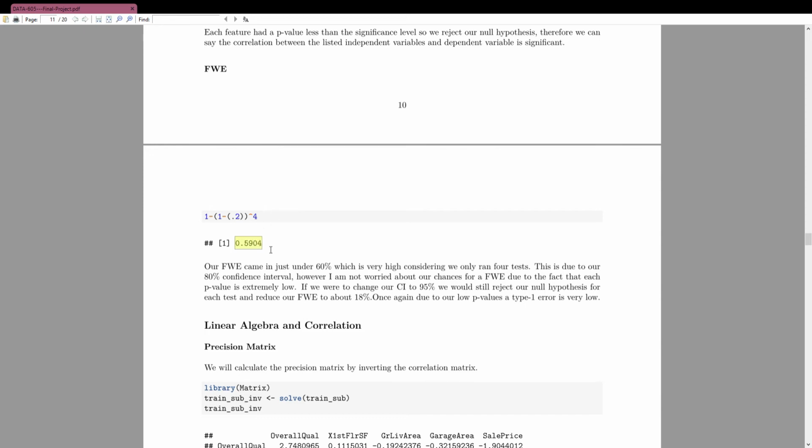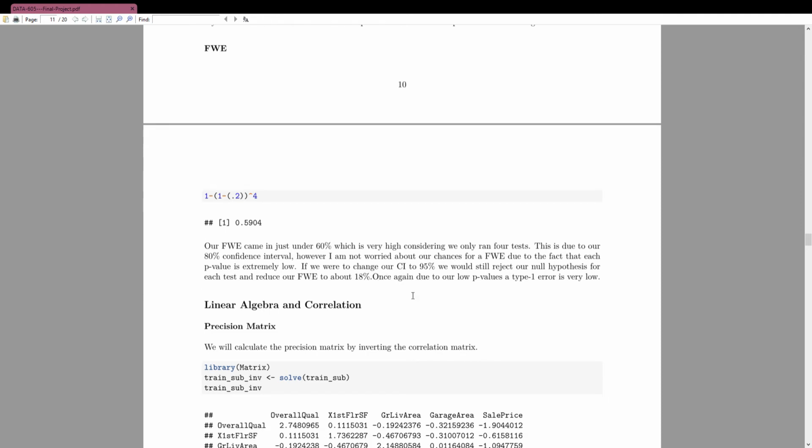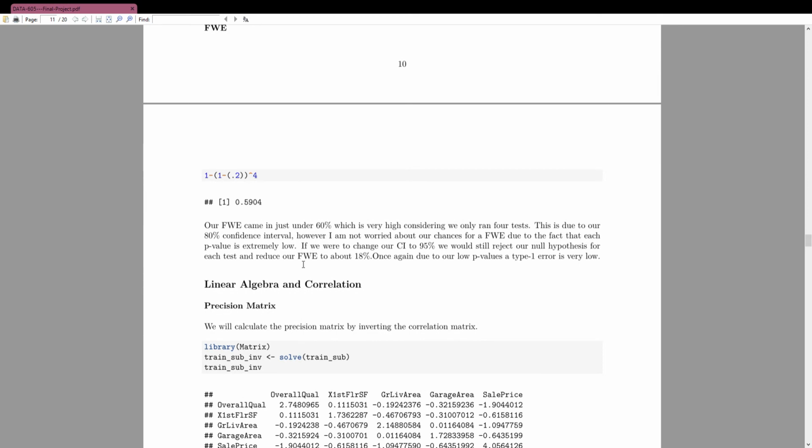This would increase too if we ran more tests, and it would increase if we decrease the confidence interval. However, our p-values were so small that we could actually use a 95% confidence interval, and we would still reject our null hypotheses. So that would reduce our family-wise error. If we ran it at a 95% confidence interval, it would reduce our family-wise error to 18%.